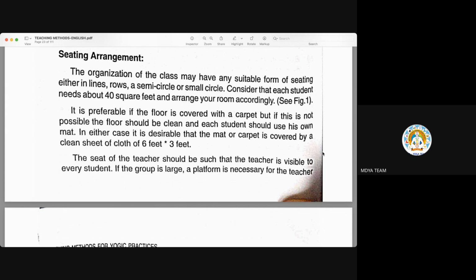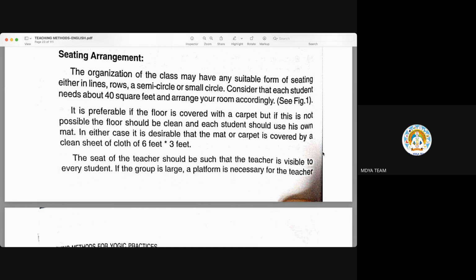Consider that each student needs about 40 square feet. Now, this is important, it may be asked in your examination, how much space a student requires in a yoga class. So it is 40 square feet. And you have to arrange your room accordingly, depending upon how many students are there in your class.